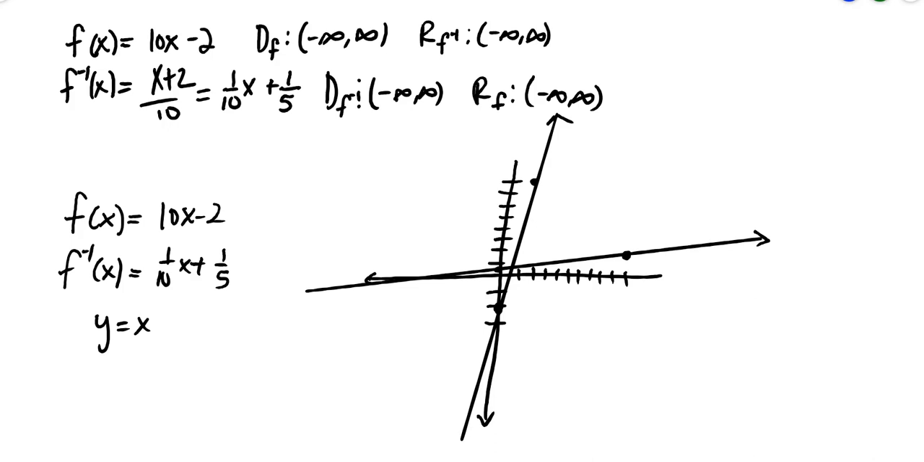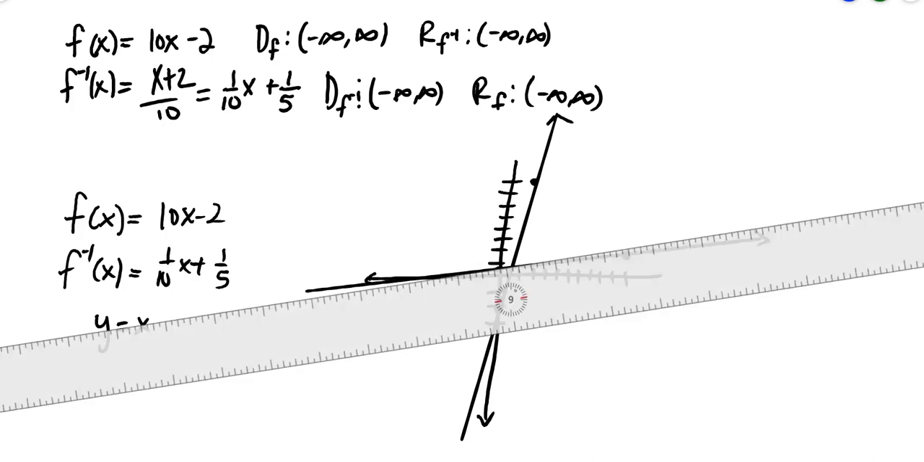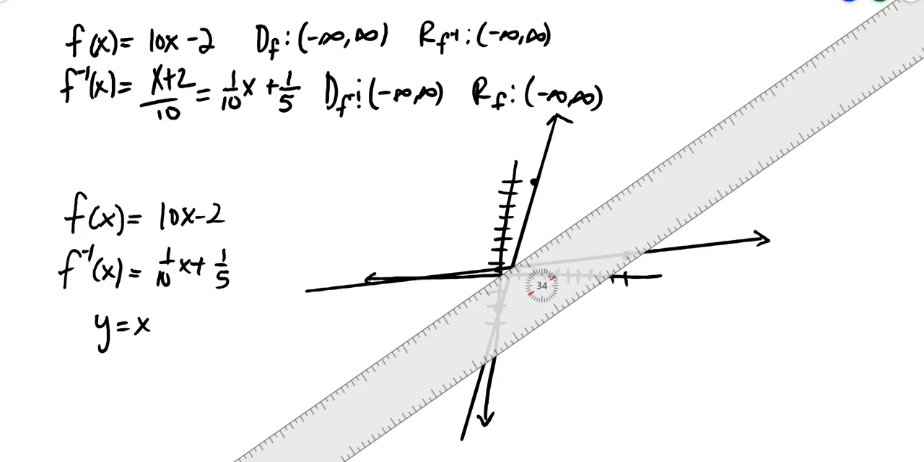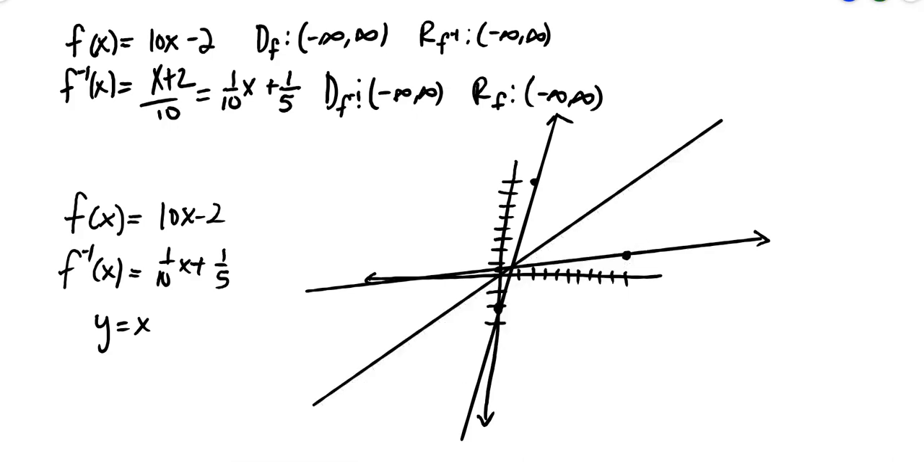And then we want to graph the line y equals x. So the line y equals x is this line right here. And hopefully what you're seeing is that f and f inverse are symmetric around this line y equals x. You have a mirror image if we fold over that line.